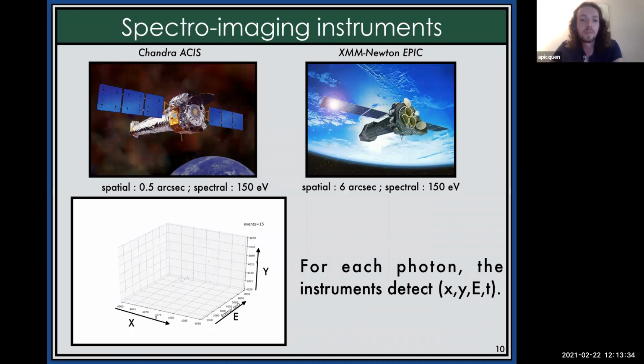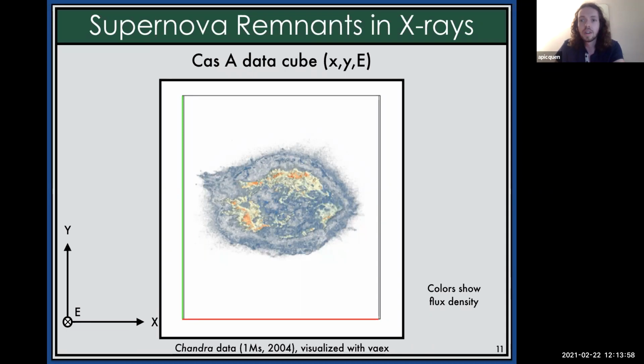The two main spectro-imaging instruments in X-rays are in the satellites XMM-Newton and Chandra. And they can detect each photon individually. And for each of them, we retrieve 4 dimensions that are X and Y, so the spatial dimensions, the energy, and the time of detection. But usually we don't really need the time of detection, so that leaves us with 3 dimensions that are X and Y, the spatial dimensions, and the energy.